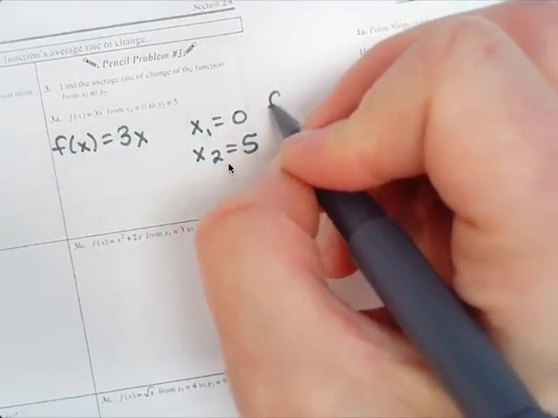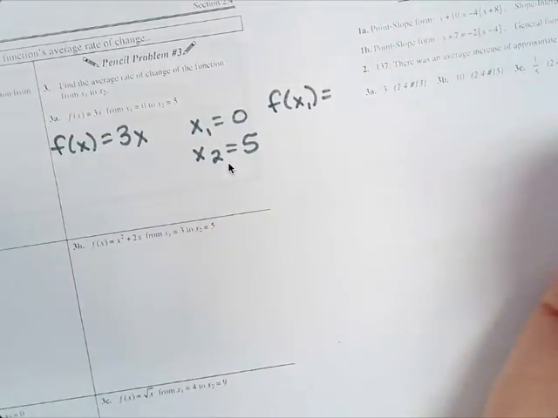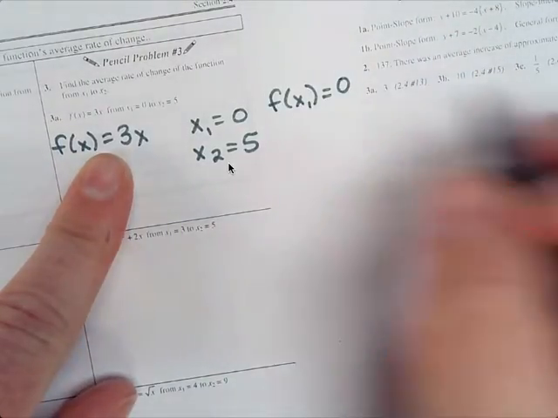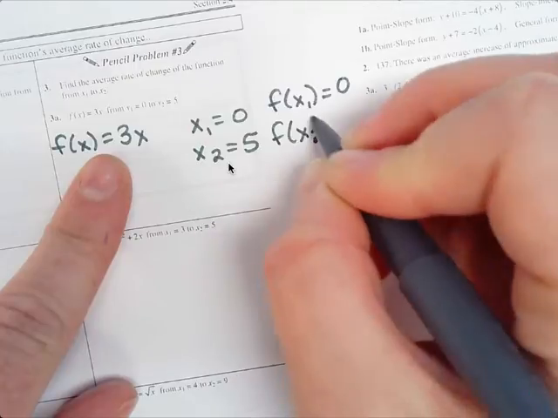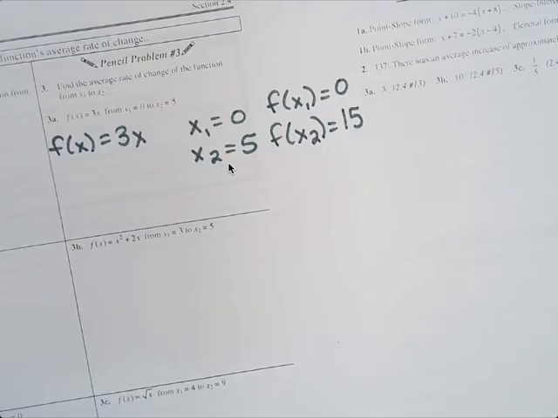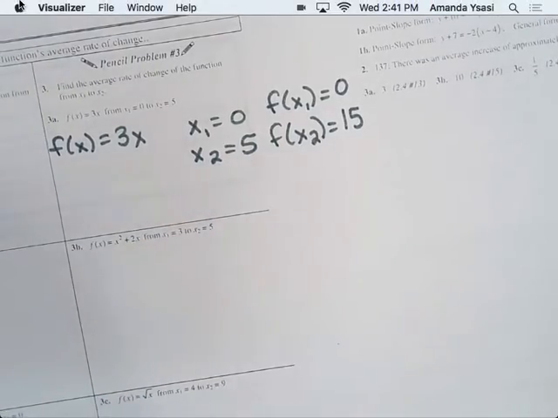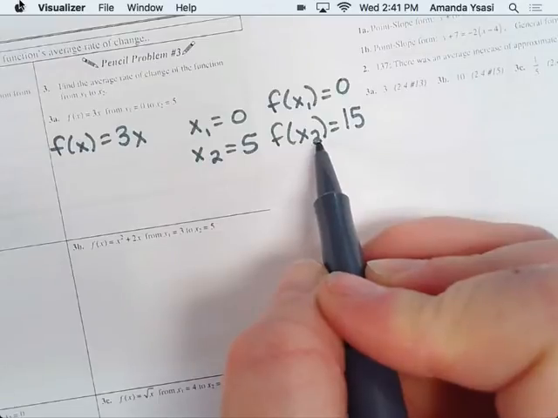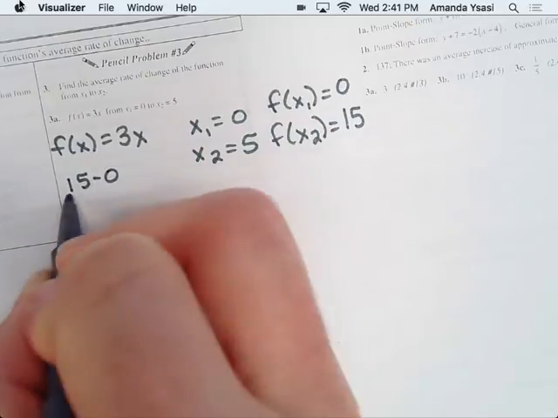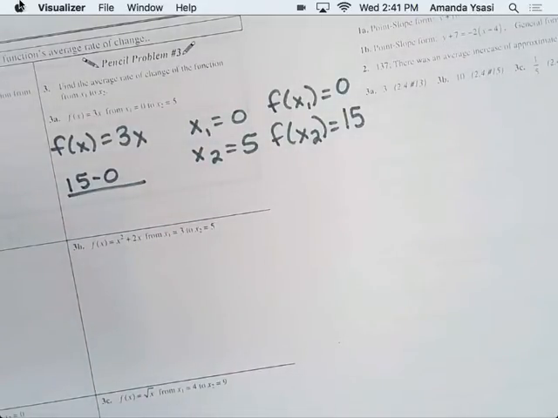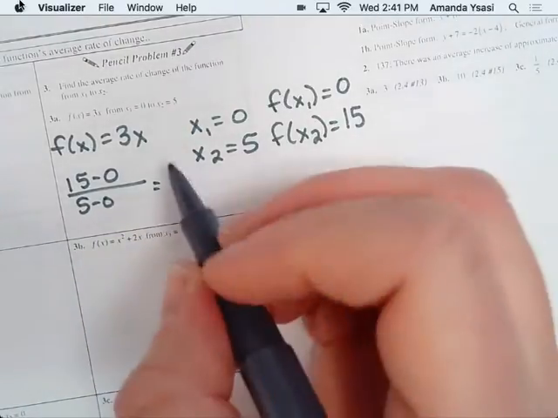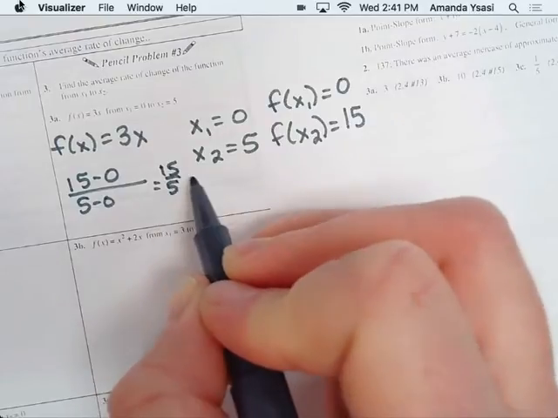So we need to find f of x1, which would be 3 times 0, which is 0. And then do f of x2, 3 times 5, which is 15. So then we do f of x2 minus f of x1, so 15 minus 0, and then x2 minus x1, which would be 5 minus 0, which is 15 over 5, which equals 3.